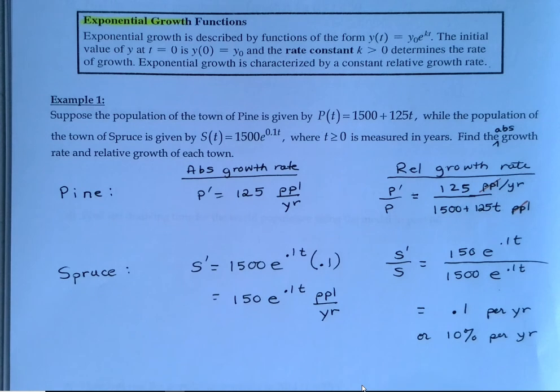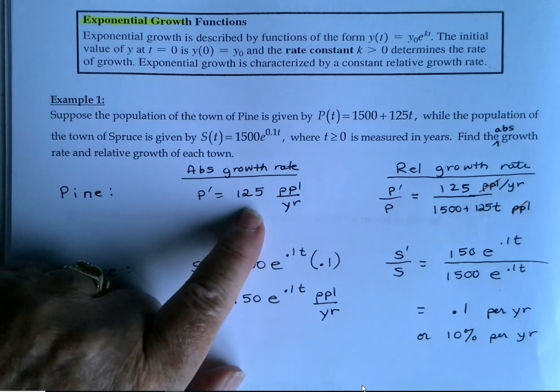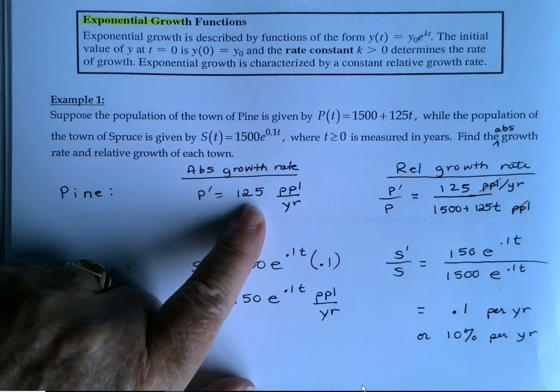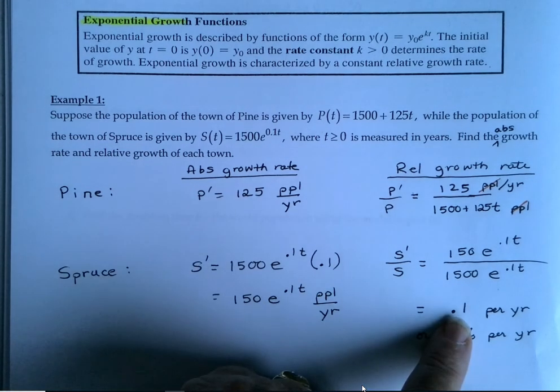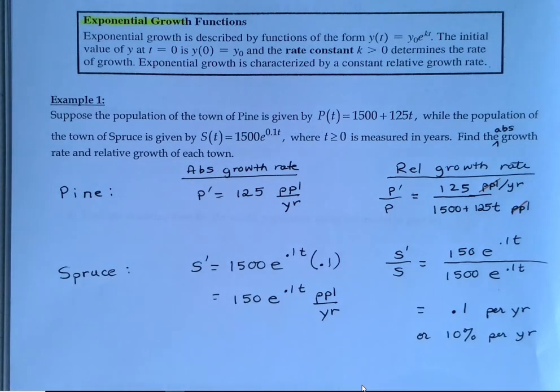So, when we think about our growth rates, the slope is the absolute growth rate constant for a linear function. The k value is the relative growth rate constant for an exponential function.